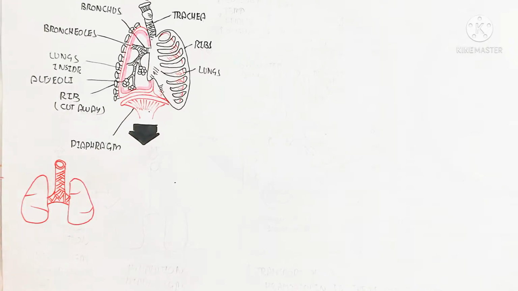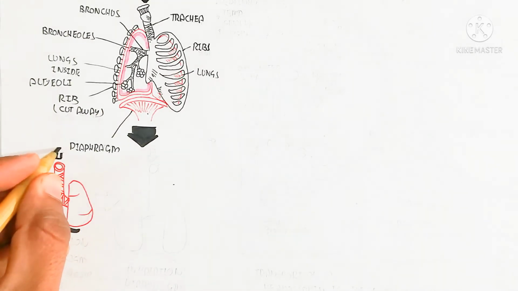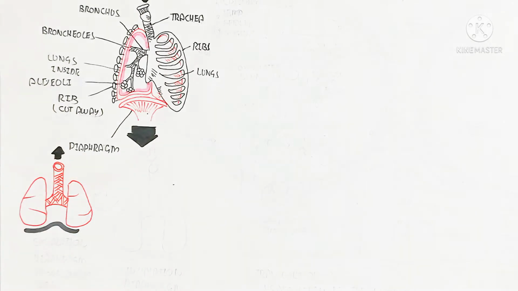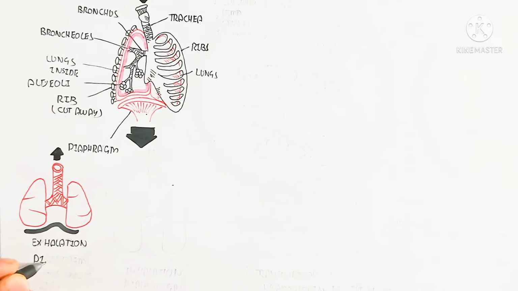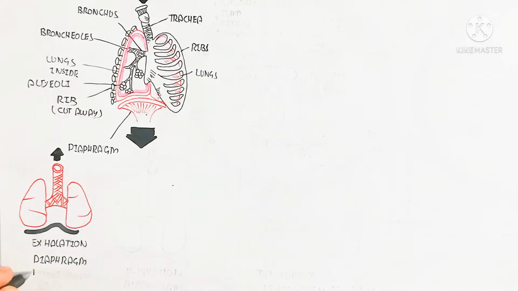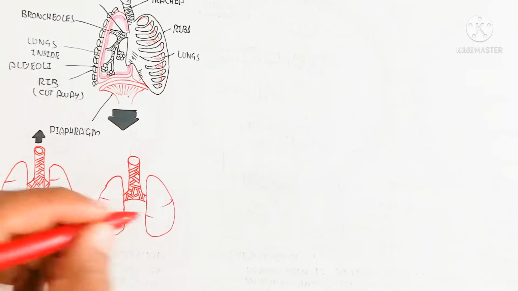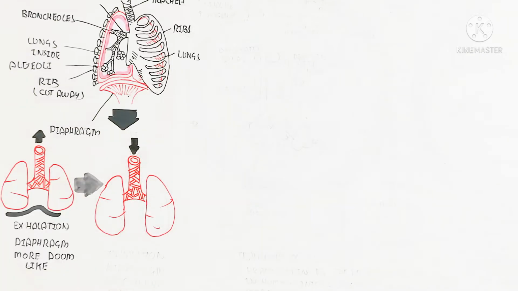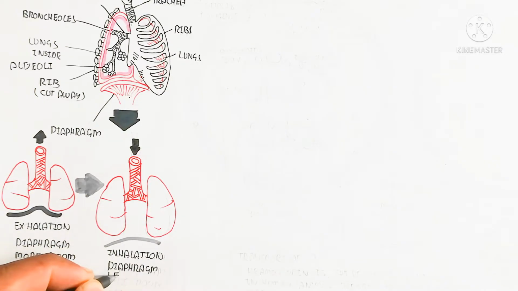So this is the diaphragm. This is the muscular tissue which is used for breathing in and out. This depends on the sympathetic and parasympathetic nervous system. The sympathetic nervous system will increase breathing out and breathing in, so in exhalation the diaphragm is more dome-like, while it is less dome-like during inhalation. So the parasympathetic and sympathetic nervous systems regulate this.